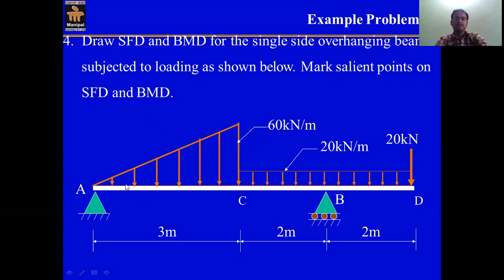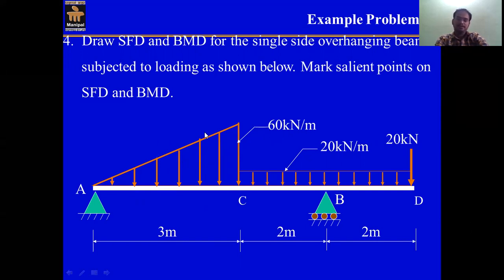Now coming to this, a uniformly varying load. See here, this is a uniformly varying load. Its intensity is given as 60 kilonewton per meter. So how do we simplify this into a concentrated load? You should find out the area of this triangle, half into base into height. Base is 60 kilonewton, height is 3 meter. When you multiply this, you will get 90 kilonewtons of load acting.